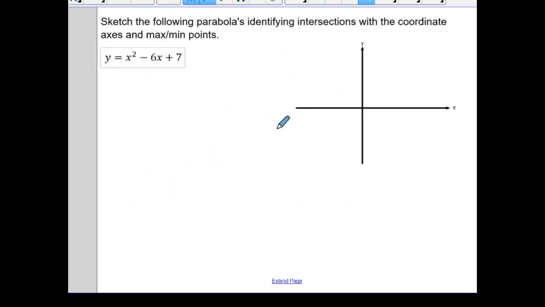Okay, next one. Same process. I'm going to start by completing the square. Half that middle term. 3 squared is 9. We have to subtract 2 to take it back to 7. Y-intercept is just at 7. Coordinate 0, 7.